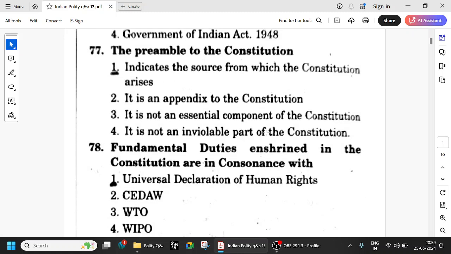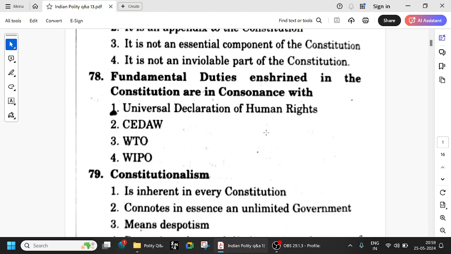Next, fundamental duties enshrined in the Constitution are in consonance with. If you look at fundamental duties, they are more in consonance with the Universal Declaration of Human Rights. Similarly, you have the Objectives Resolution made by Nehru. These questions are frequently asked. Directive principles are associated with what? The fundamental rights are based on what, and so on.